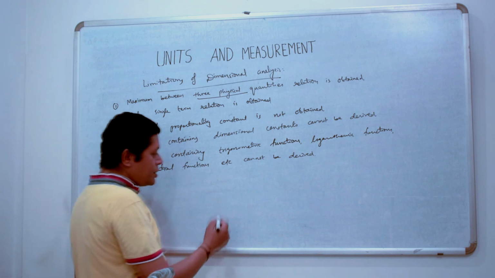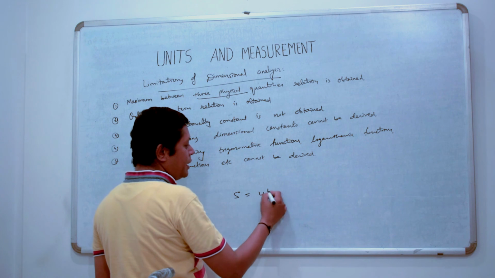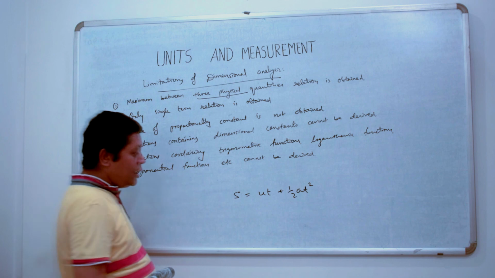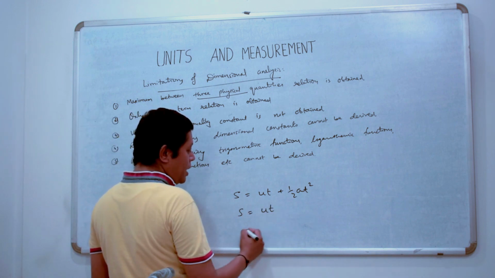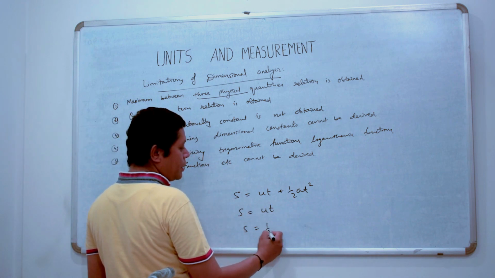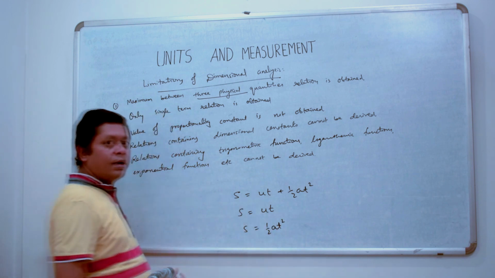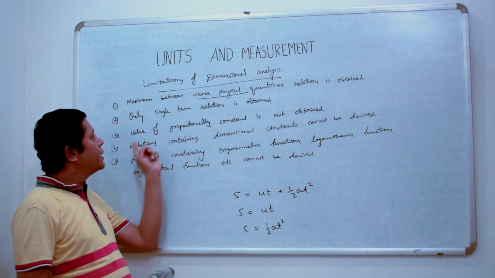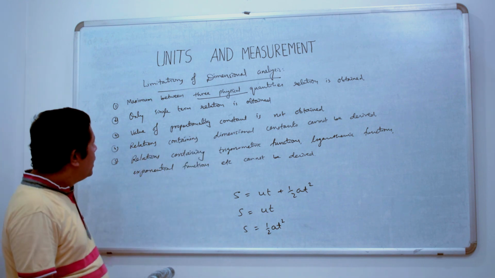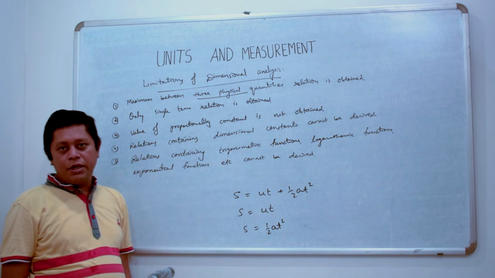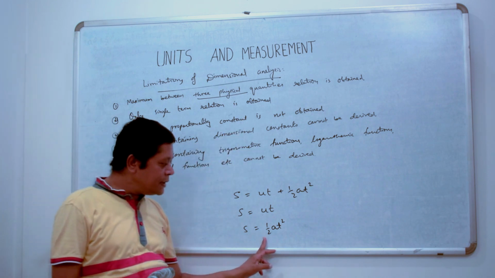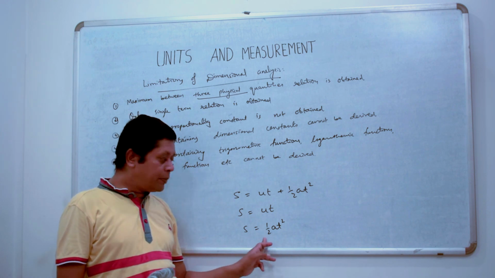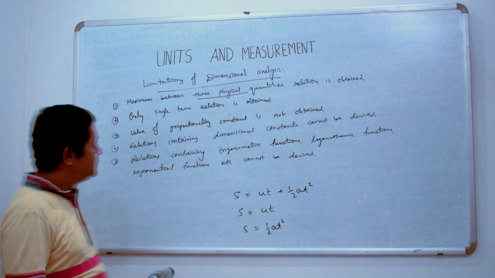But suppose you want to derive displacement s = ut + half a t square, then directly you cannot obtain this relation. You have to derive the relations that s is proportional to ut, and s is proportional to a t square. So individually you can derive these 2 relations, and then you can get the combined relation. That way, at a time you can get only a single term relation. Another one, the value of a proportionality constant is not obtained. Here half is a proportionality constant. You cannot get this value using dimensional analysis. That is obtained by experimental verification.